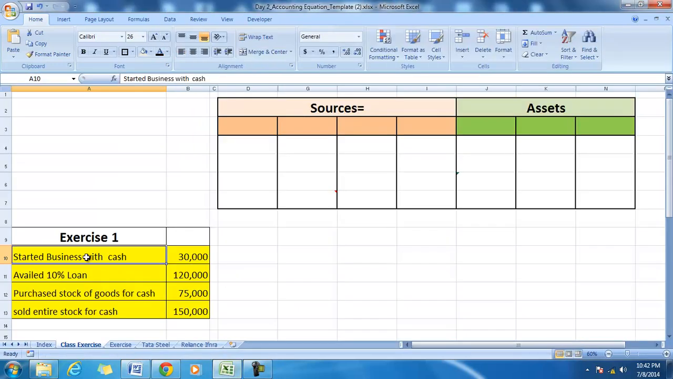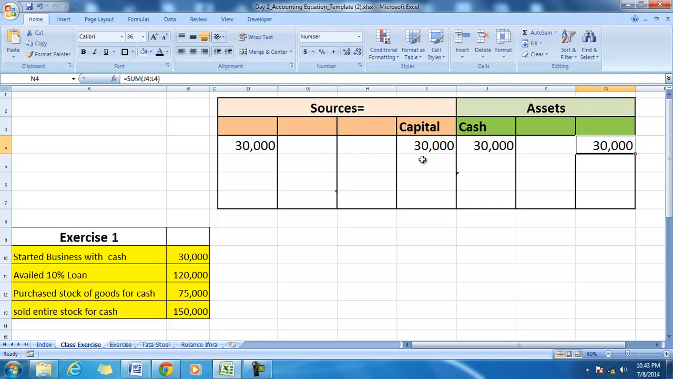Therefore, when the shareholders, owners or promoters start the business, this 30,000 becomes the asset of the company, and the corresponding source of that is capital. Capital is the money contributed by the shareholder. So after the first transaction, the equation looks like this: the capital is equal to the cash, or in other words, assets equal the sources.